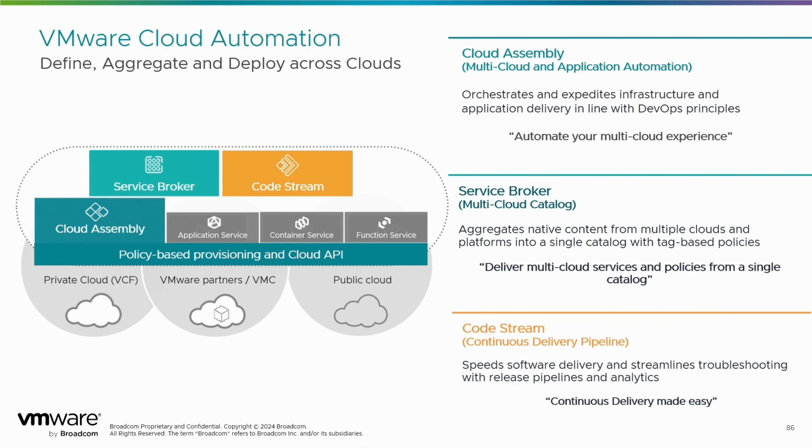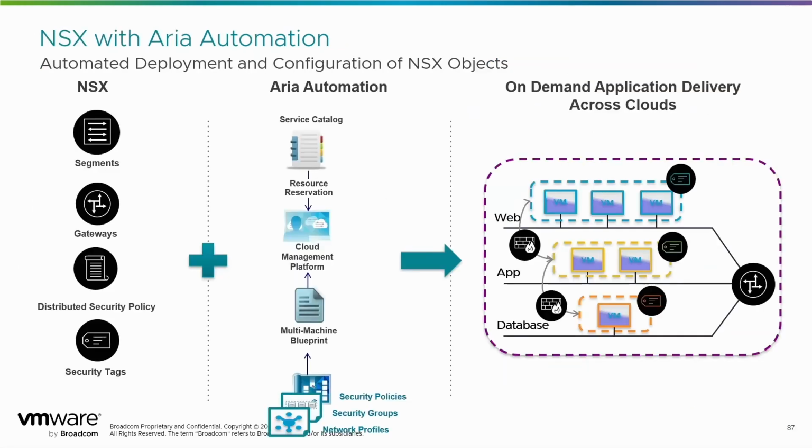VMware Cloud Automation, or VCF Automation, has many different components for you to be able to automate your full private cloud. You have things like Service Broker, CodeStream, and Cloud Assembly, but all of these interact with the policy-based API that we have for NSX to be able to create networking and vDefend security objects. So with NSX and Aria Automation, or VCF Automation, you're able to create segments, gateways, distributed security policy, and security tags, and much, much more. You would create within your service catalog the ability to do resource reservation.